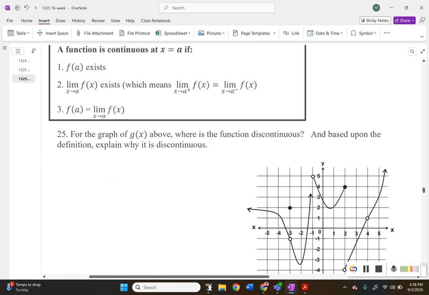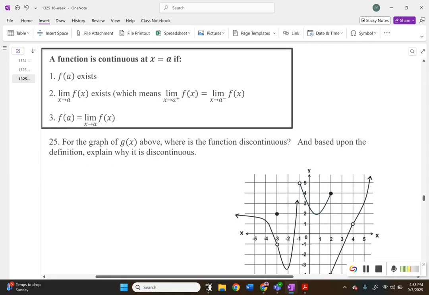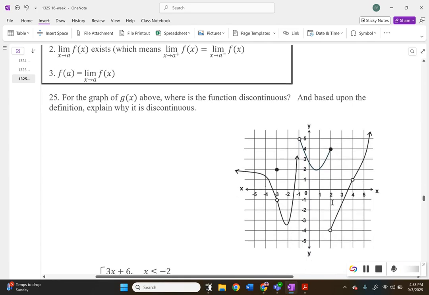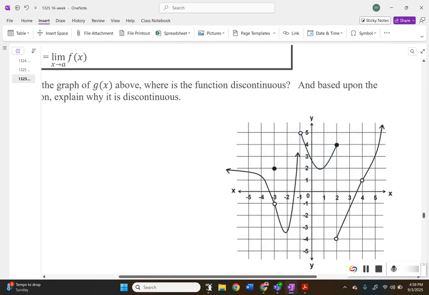Okay. So a reminder, a function is continuous at x equals a if these three things occur. First, f of a exists, there's a point there. Second, the limit as x approaches a exists, meaning the limit from the left and the right are the same. And third, those two equal each other: f of a equals that limit. So it says, for the graph of g of x above, where is the function discontinuous? And based upon the definition, explain why it is discontinuous.